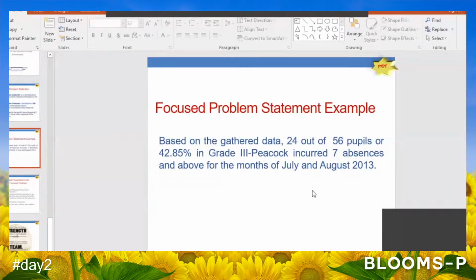So, maybe we can improve that. Let us say, based on the ORV result for SY 2019-2020, 34 out of how many pupils, or what percent in Cherba. Then it is okay already. Thank you, ma'am. We will improve this focus problem, ma'am. Okay. Thank you, Ma'am Ching. Thank you very much. I hope you don't mind.